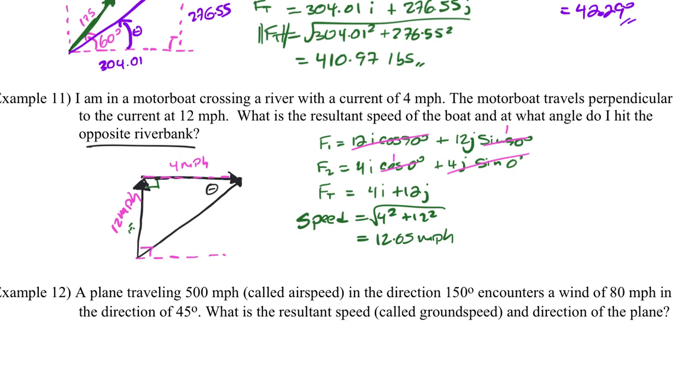Now, look at the drawing, right? It's asking me for the opposite bank. So if you can see that we have a right triangle here. So that means that theta equals the inverse of tangent of 12 over 4. And it's the same that we have here, right? It's 12 over 4. So that means that I got the inverse of tangent of 3, and that equals 71.57 degrees.